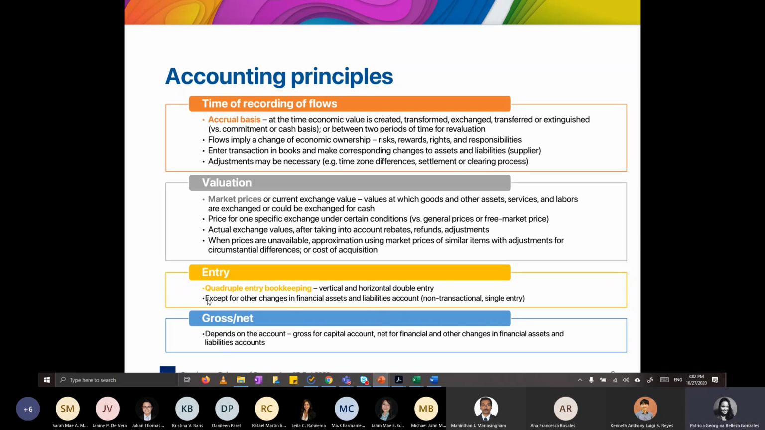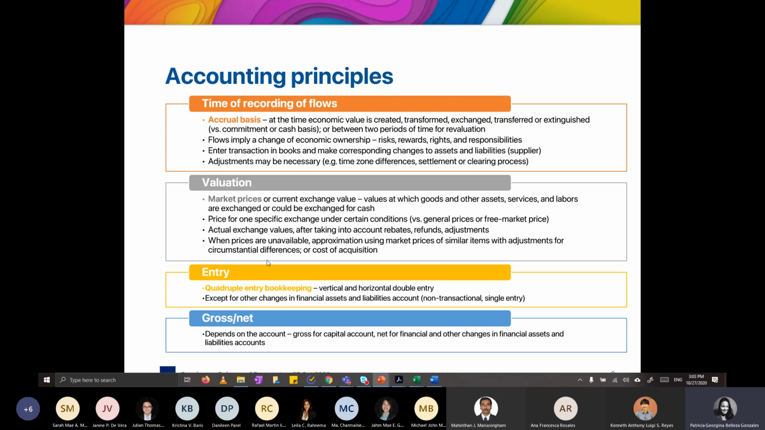There is also an exception for the changes in financial assets and liabilities account. The entry is only a single entry since it's non-transactional, so there is no other party, so to speak. It's just a depletion, or an acquisition or disposal equivalent to an acquisition or disposal, on the one party's side. So there is no other party with which some economic asset is traded. So it's only single entry bookkeeping.